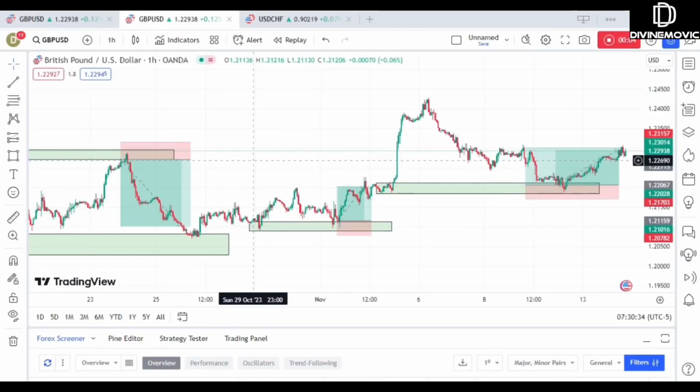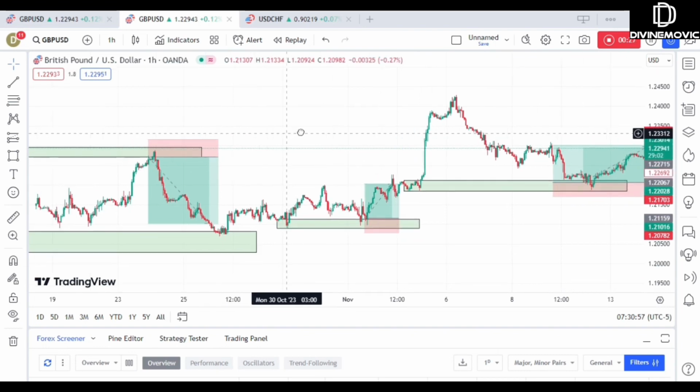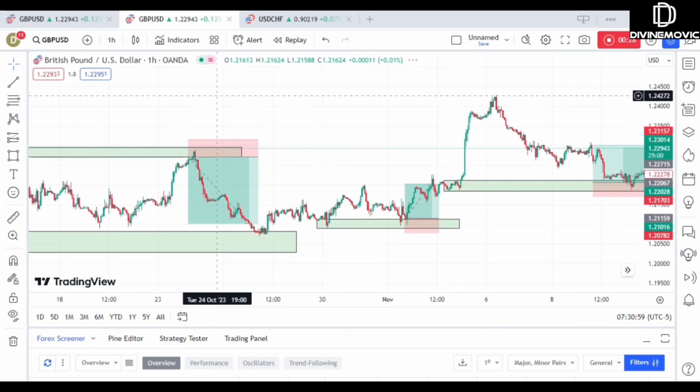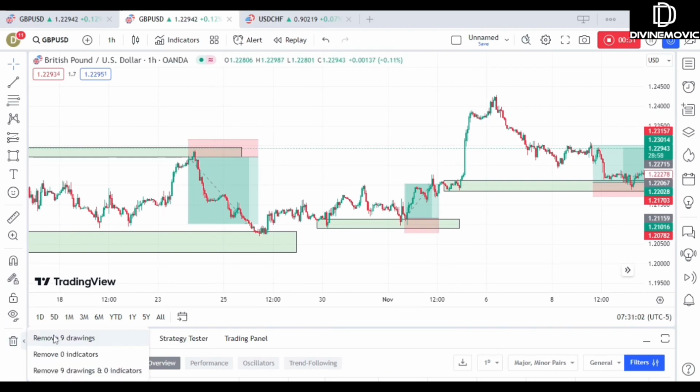Now, for you to be able to identify a high probability point of interest, you need to understand the direction of the market. And for you to be able to understand the direction of the market, you need to use market structure. Now, what I'm going to do is use market structure to identify the direction of the market. I'm going to clear all these charts.